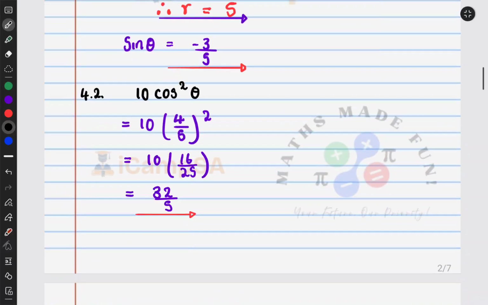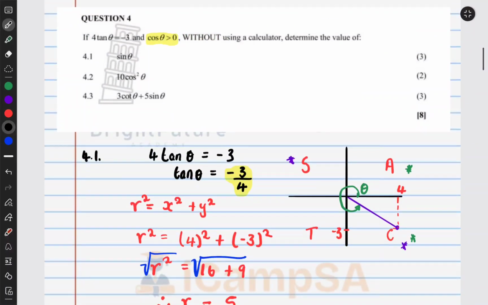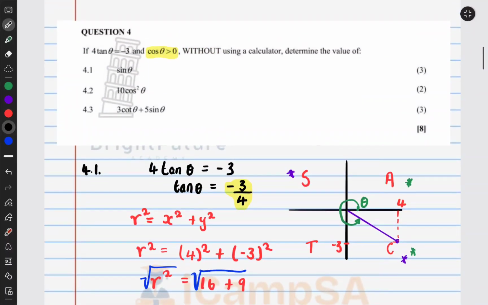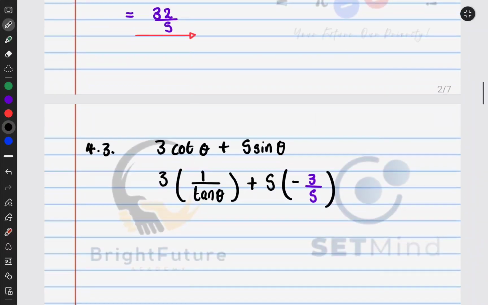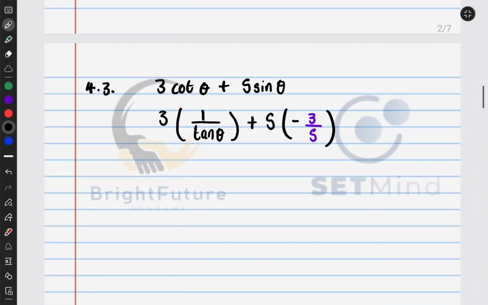And we were given tan theta at the beginning. Tan theta is what? It's -3 over 4. So here we're going to have 1 divided by -3 over 4, which is essentially -4 over 3. Plus, what is 5 multiplied by -3 over 5? It's gonna be -3.